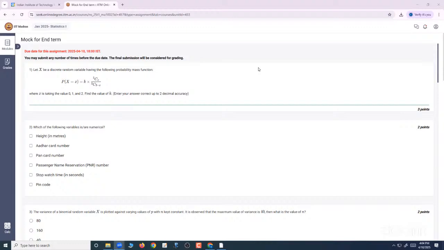Ma'am, 1 by 3. K equal to 1 by 3. 0.33, ma'am. Yeah, 1 by 3. Everybody solved it? Yes, ma'am. This is coming out to be 0.33. Do I need to solve it or is it fine? Shall we proceed with the next question now? Yes, ma'am. Nobody's having any doubts, right? Because I'm moving forward.